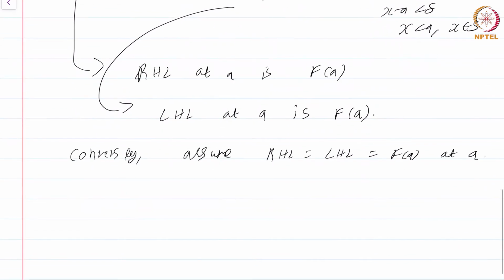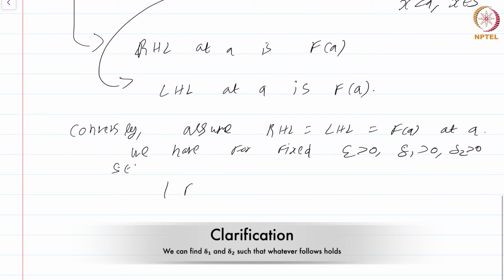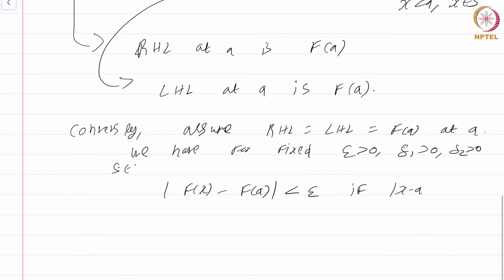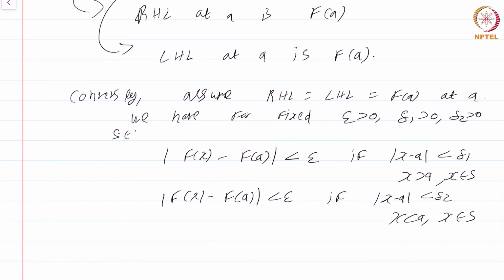Okay, then what do we have? We have, for fixed epsilon greater than 0, delta 1 greater than 0, delta 2 greater than 0, such that mod f of x minus f of a is less than epsilon if mod x minus a is less than delta 1, x greater than a, and x coming from S. Similarly, mod f of x minus f of a is less than epsilon if mod x minus a is less than delta 2, x less than a, and x coming from S. I have just translated the left hand limit existing at the point a and the right hand limit existing at the point a into these conditions.